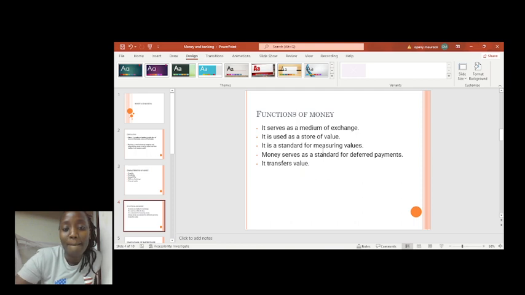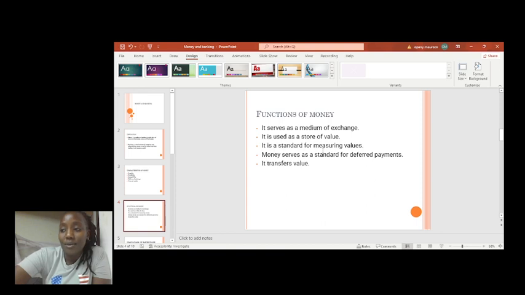It serves as a medium of exchange. Then it is used as a store of value. It is a standard for measuring value. It serves as a standard of deferred payments. It transfers value.